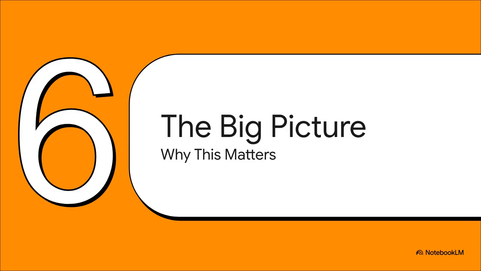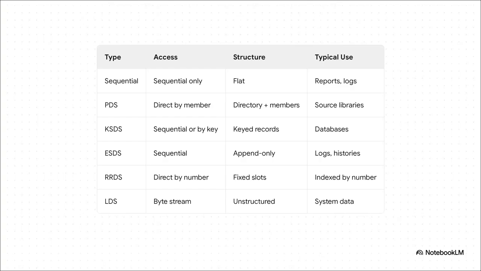All right, we have gone through a lot of technical details here. Let's take a second, zoom out, and really look at the big picture so we can see how all these pieces fit together. This summary table really lays it all out, doesn't it? You can see that clear progression. You start with the simple, one thing at a time access of a sequential dataset, and you move all the way up to the super flexible, key-based power of a KSDS. Every single one of these types has a specific job it's good at, whether that's storing code in a PDS or driving a high-performance database with a KSDS.